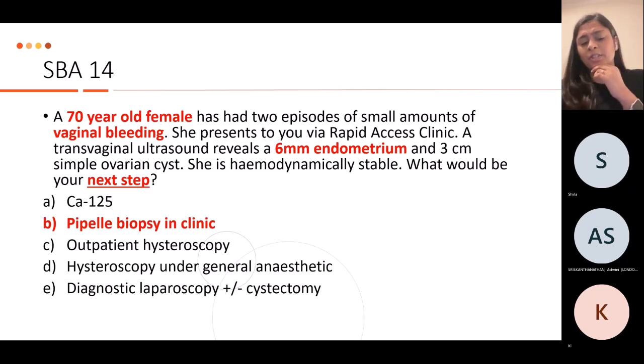But yes, outpatient hysteroscopy would be the next step after the Pipelle biopsy in clinic, because you'd want to try and get some biopsies, but they would be random. And even in an outpatient hysteroscopy setting, some people would still use a Pipelle biopsy. So hopefully that's a little bit clear.